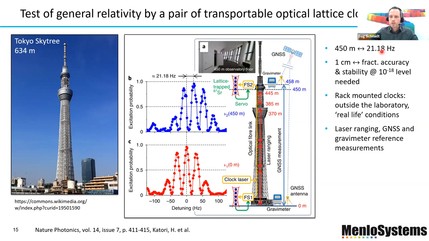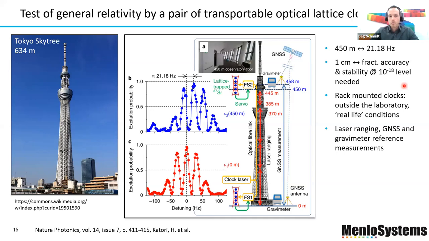And if you do the calculations and you see, okay, 450 meters corresponds to 21 Hertz, you can calculate, well, then 1 centimeter requires fractional accuracies and stabilities at the 10 to the minus 18 level. But as we have seen in the slide before, these clocks can provide the stability. So this really means you can measure the gravitational difference of only 1 centimeter, the difference in time, which is, I think, quite impressive. You could indeed quite easily measure the difference of time between your head and your feet. So your head is a little bit older than your feet.